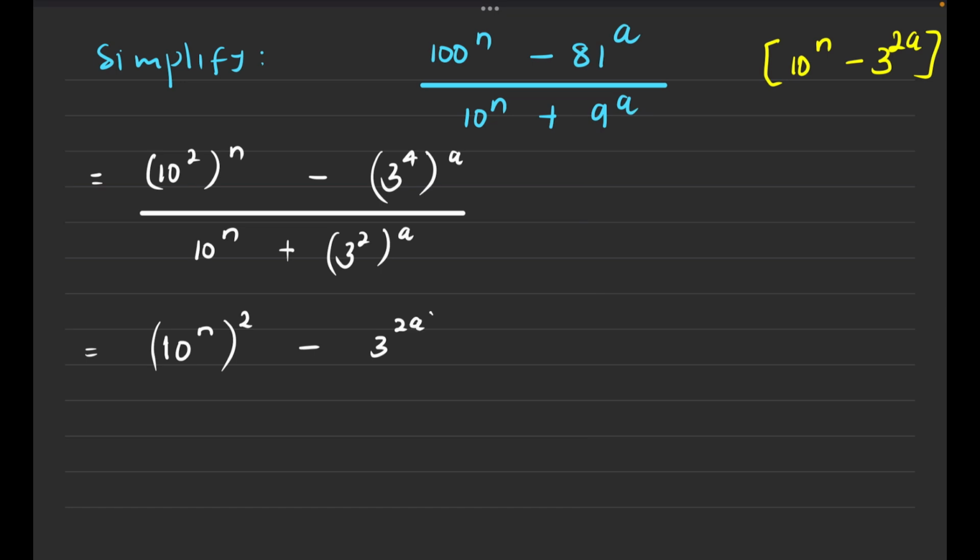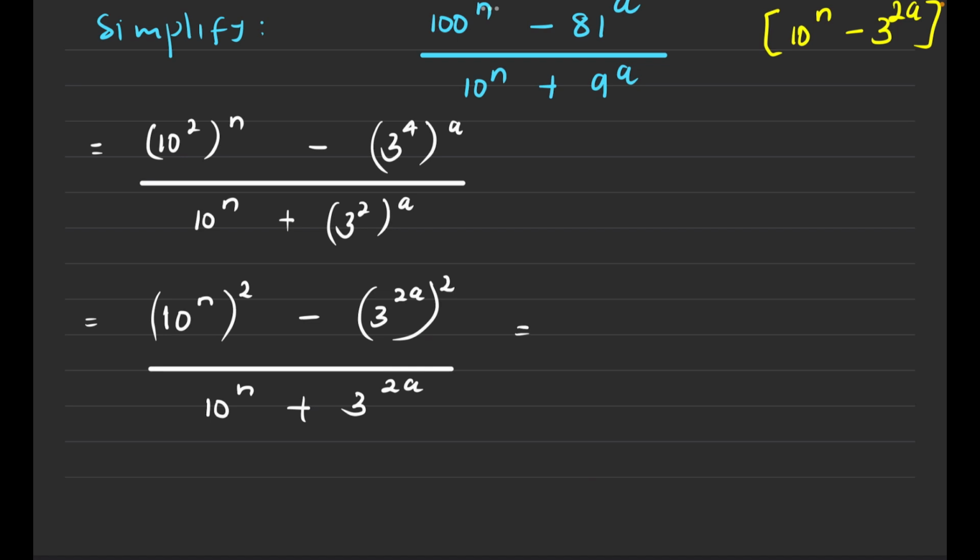Then let me put the a here. All of this is to the power 2, right? So you would realize that 4 times a is the same as 2 times a times 2. And there's a reason, guys, why I'm doing it like this. You're going to see that shortly. So on my denominator, I've got 10 to the n plus 3 to the power 2a.